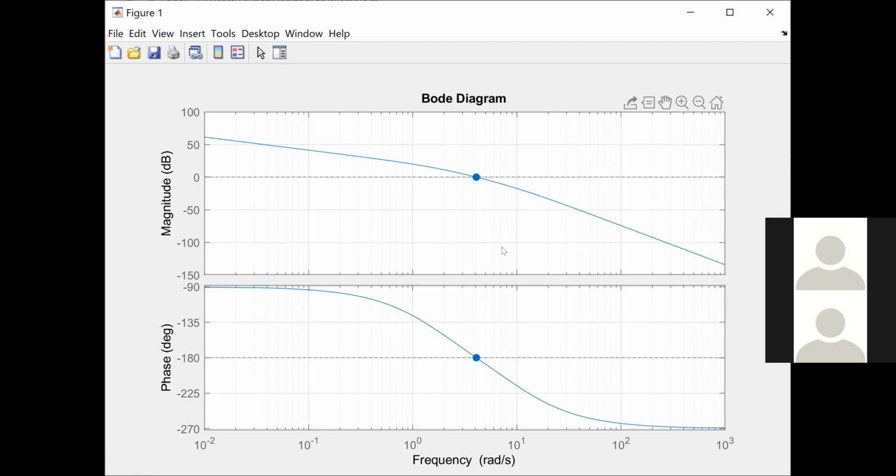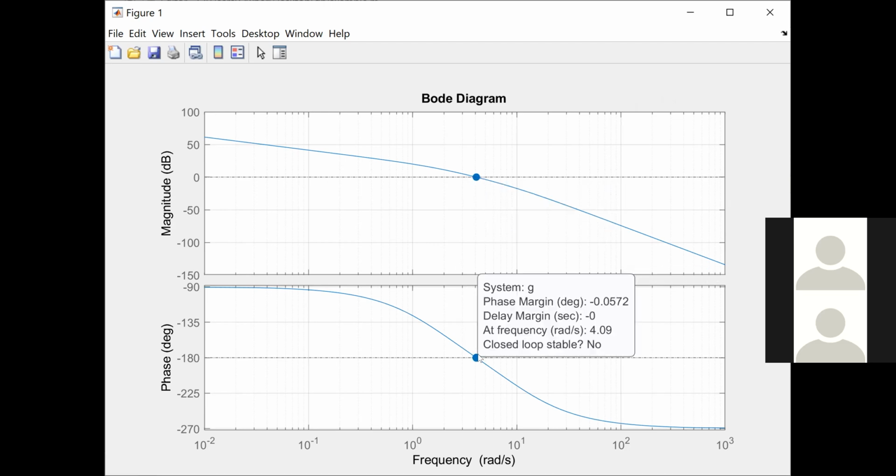So you can see that the position of this blue line at the magnitude curve and the frequency curve is almost the same. So minus 0.0248, minus 0.0572 degrees. That's obviously 0.